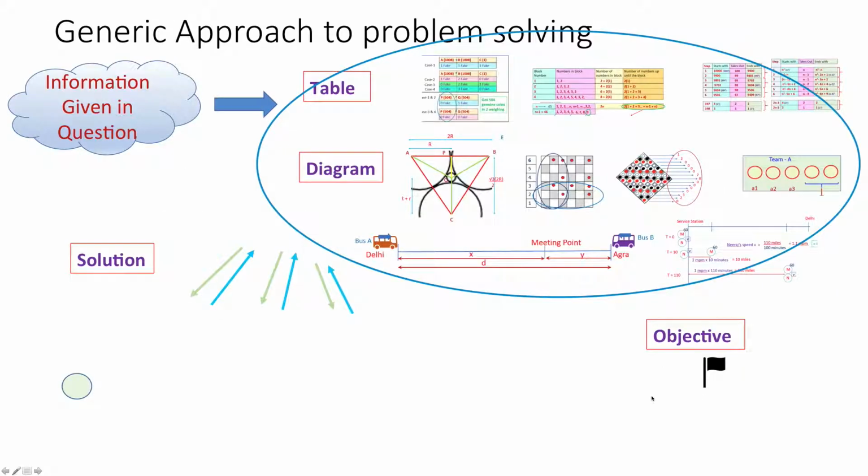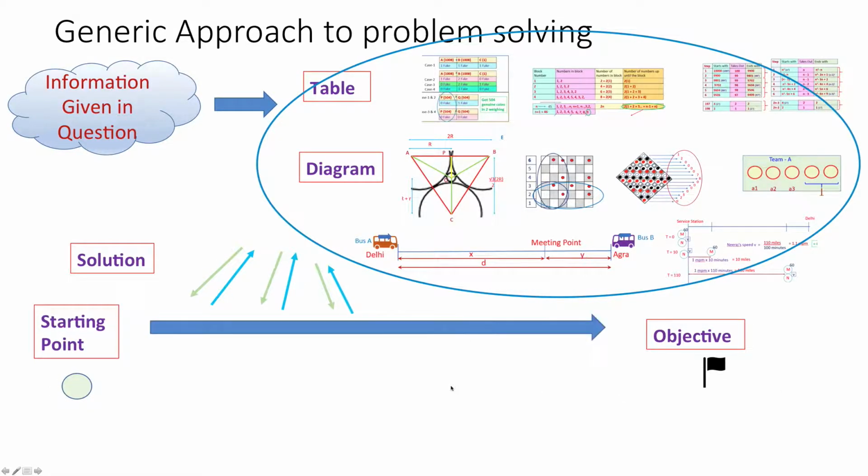So in our journey, we have identified the starting point, we are moving towards the objective, we are taking a step by step approach to our objective, but we get stuck because beyond a point, we cannot take the next step. So in the generic approach to problem solving, we have hit a brick wall.